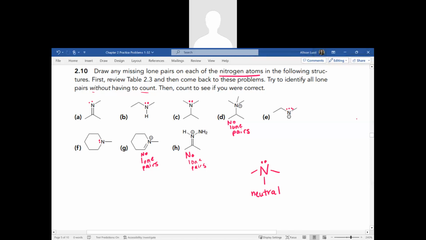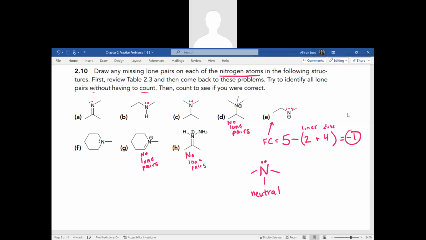If we were to count, for example, though, let's do a formal charge calculation real quick for E here. So when they tell us to count and see if we were correct, we would use our equation for formal charge, which would be the number of valence electrons. So we go to our periodic table, we see nitrogen's in group 5, and then we subtract half of the bonding electrons. So that would be 2, or we could just count the lines, plus all the lone pair electrons, or the dots. That would be 4. So we have 5 minus 6 gives us that -1 formal charge.